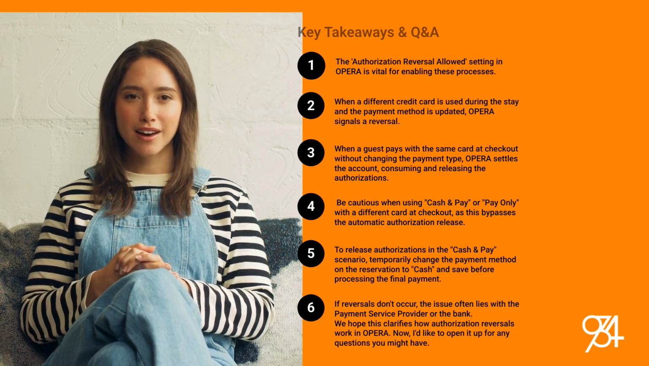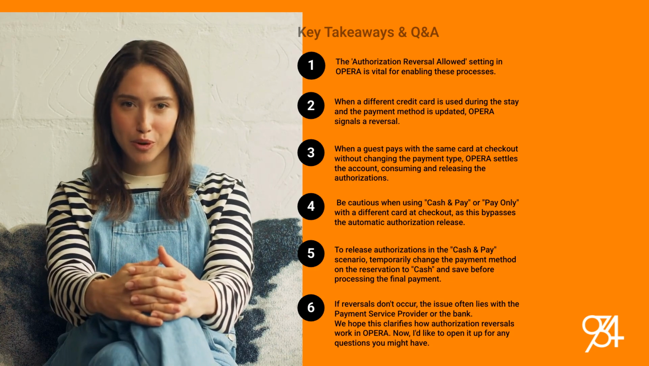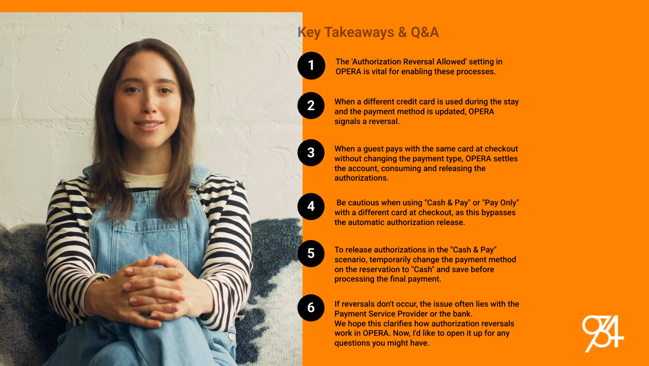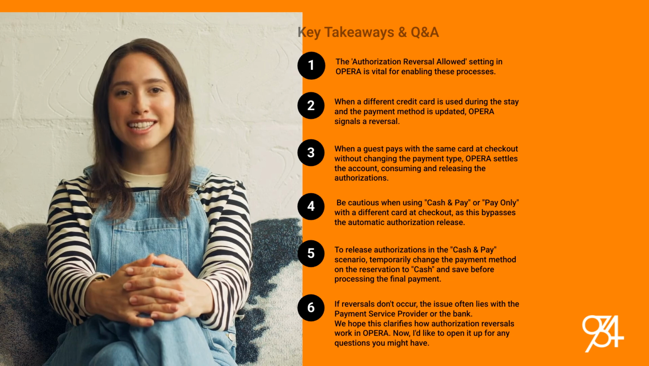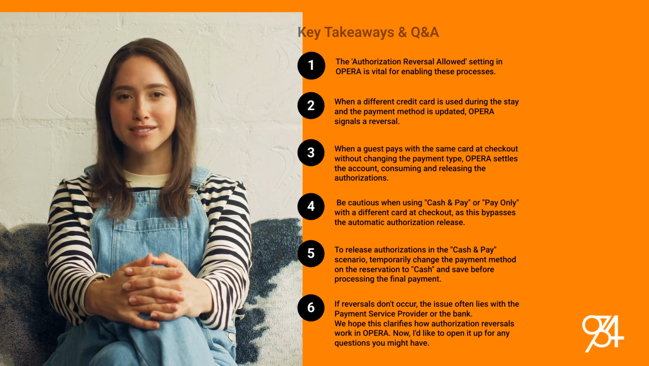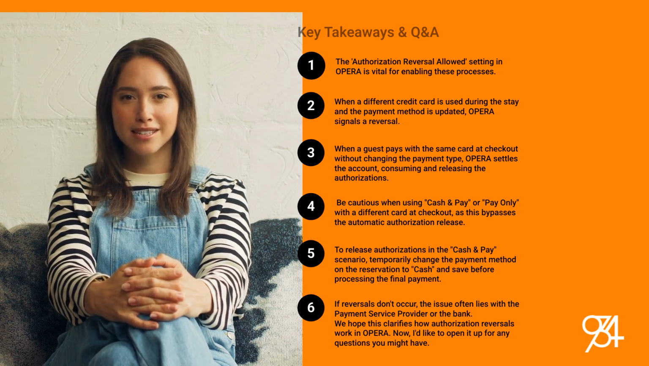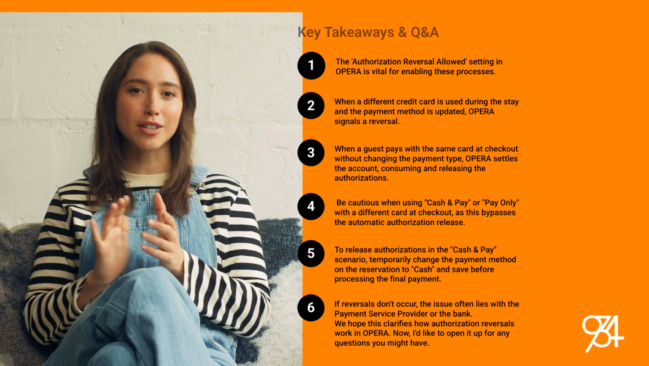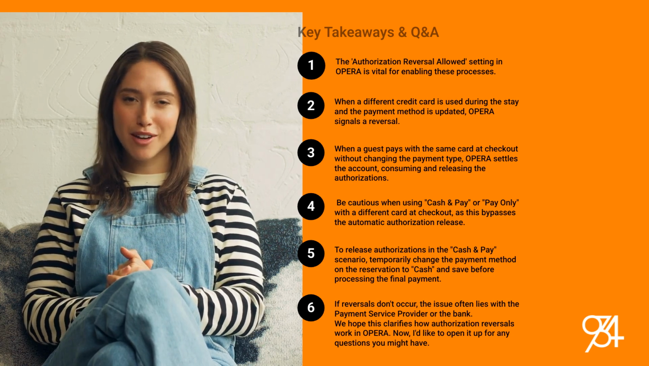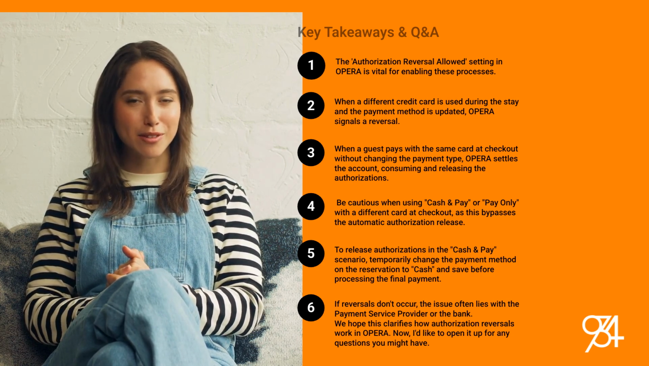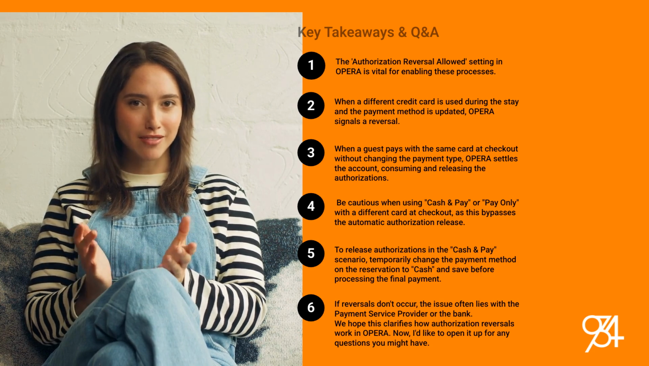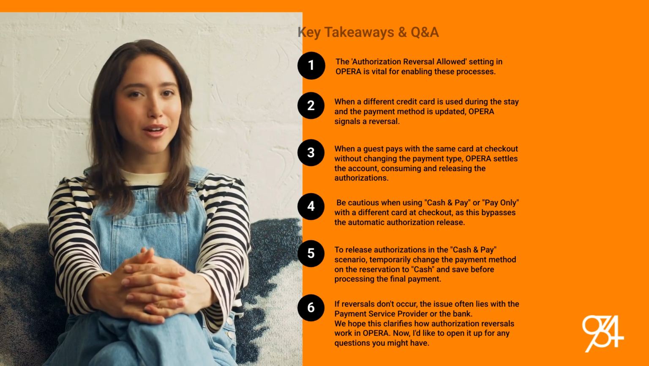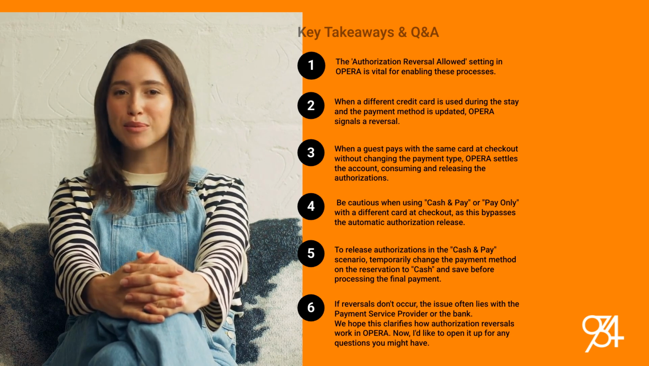4. Be cautious when using cash and pay or pay only with a different card at checkout, as this bypasses the automatic authorization release. 5. To release authorizations in the cash and pay scenario, temporarily change the payment method on the reservation to cash and save before processing the final payment. 6. If reversals don't occur, the issue often lies with the payment service provider or the bank. We hope this clarifies how authorization reversals work in Opera.